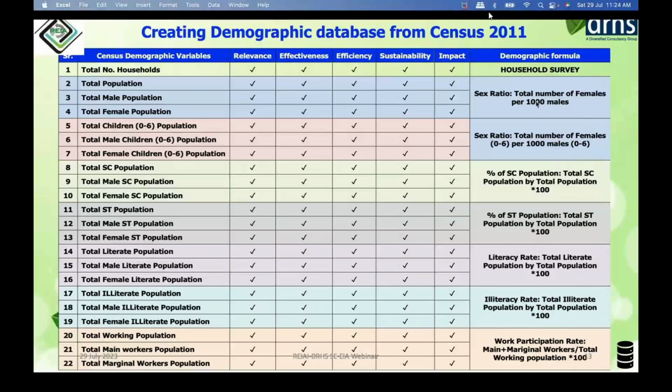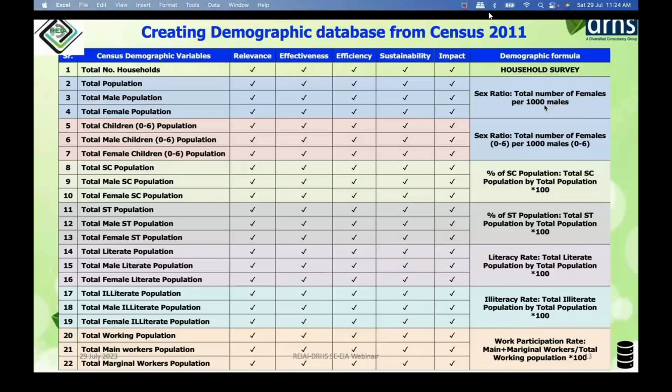Take the sex ratio of the total of your project area. What is that? The total number of females per 1,000 males. If it is coming to 989, it means it is very balanced, meaning male and female ratios are balanced, and this is largely found in rural areas. I will come to all these things, but I'm explaining it to you.